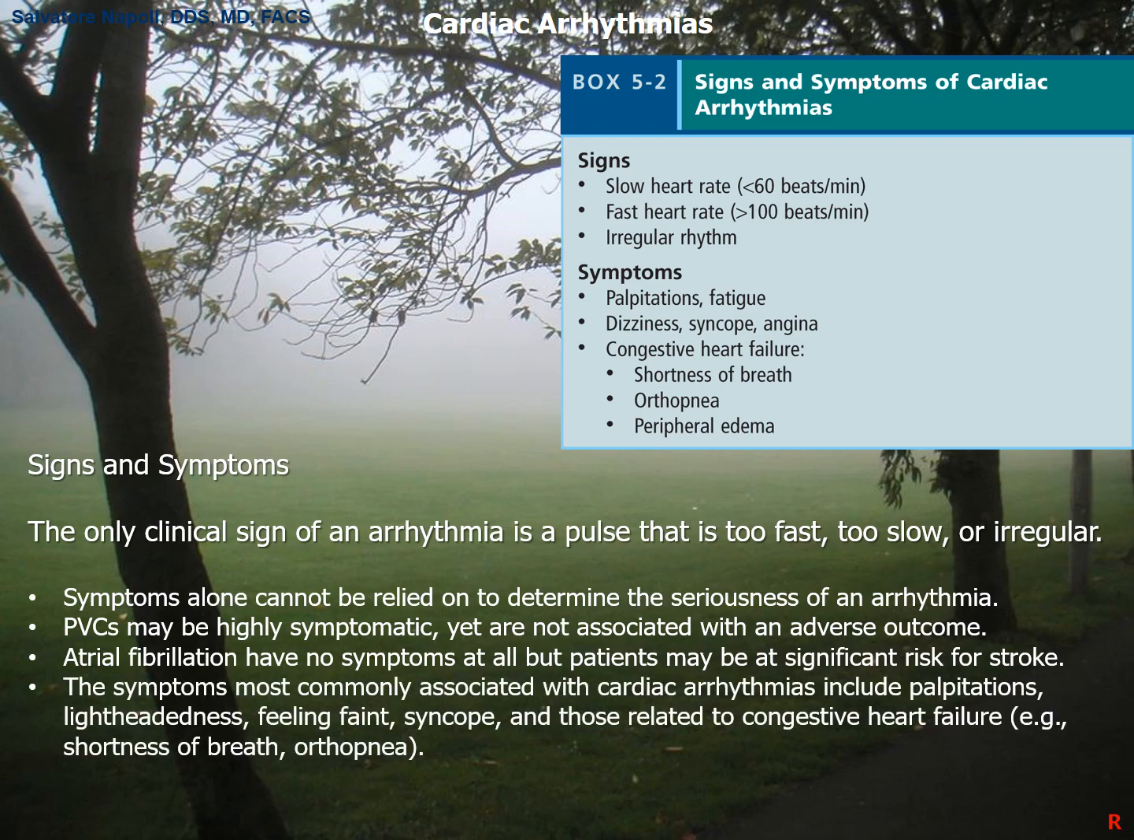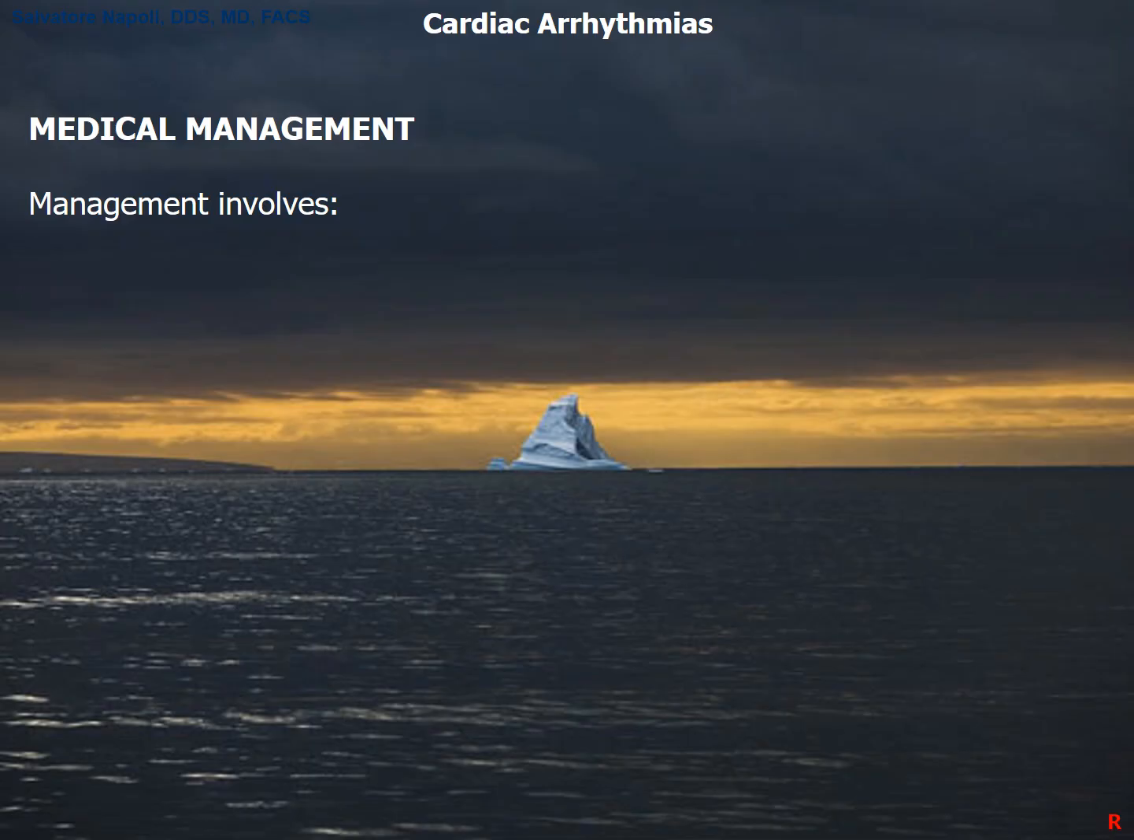Symptoms most commonly associated with cardiac arrhythmias include palpitations, that's often felt when a person is having premature ventricular contractions, lightheadedness, feeling faint, syncope, and those related to congestive heart failure, shortness of breath, orthopnea. Most of that has to do with an inefficiency in the pumping action of the heart. Medical management of arrhythmias depends significantly on what condition the patient is in as a result of the arrhythmia.